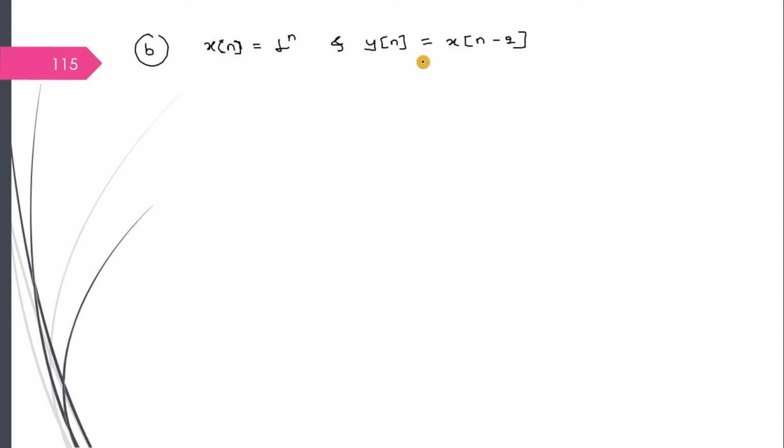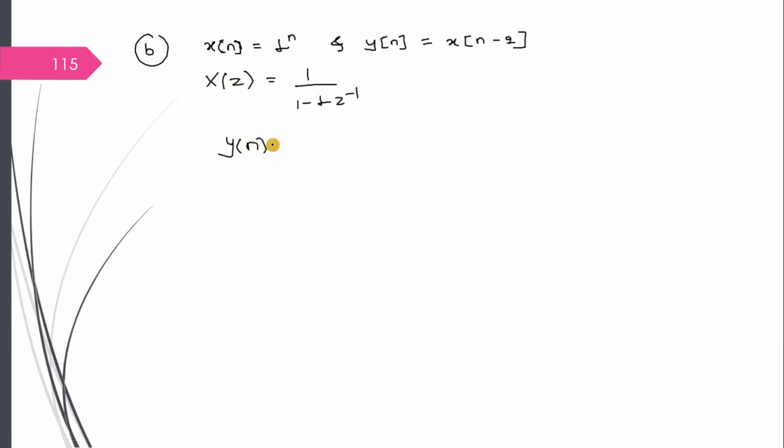See, here you should be very careful, because x of n is given with some value, but y of n is the time shifted version of x of n. Here you should be very careful. First what I do is I take x of z. What is x of z? It is 1 divided by 1 minus alpha raised to z inverse. That is what we just now analyzed.